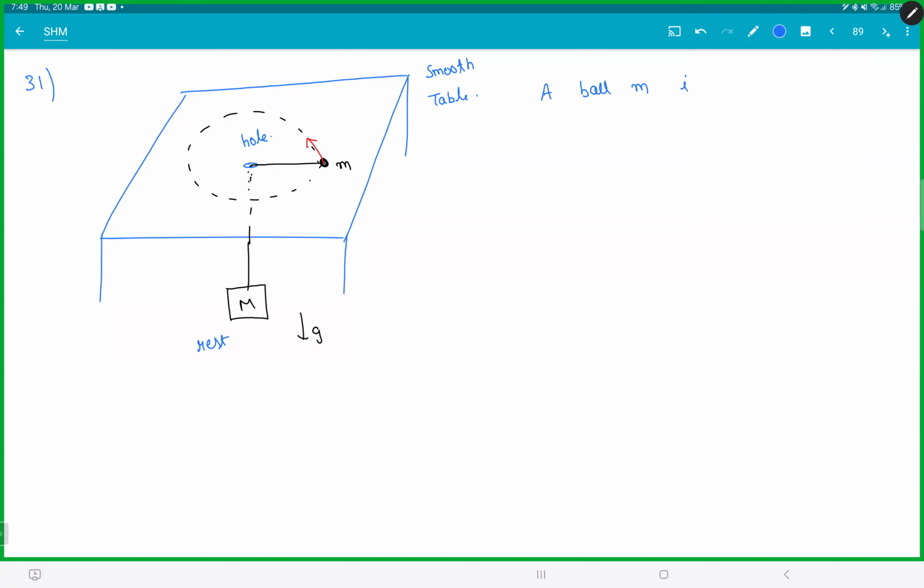A ball m is rotating in a circle of radius r. So this guy's radius is r. The other end is connected to a block through a hole.